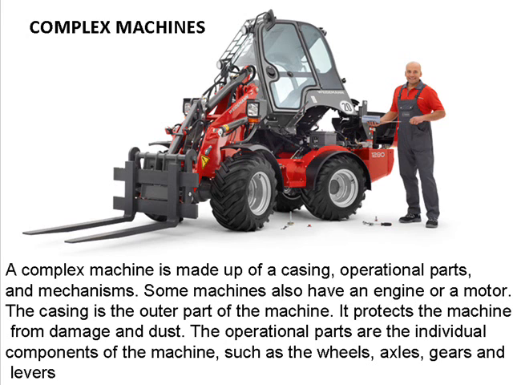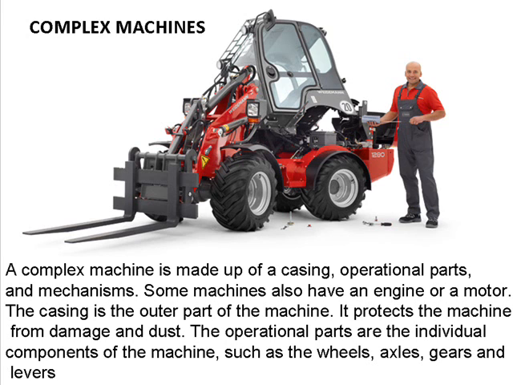Complex machines. A complex machine is made up of a casing, operational parts, and mechanisms. Some machines also have an engine or a motor. The casing is the outer part of the machine. It protects the machine from damage and dust.